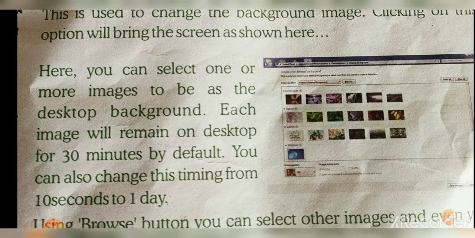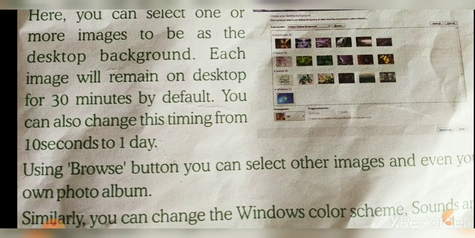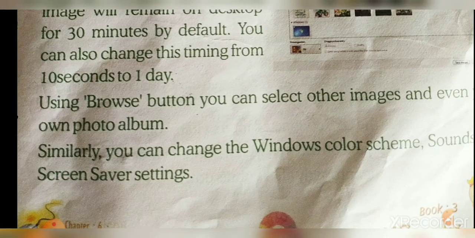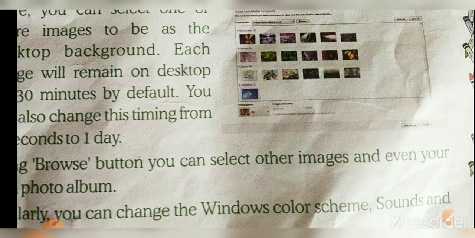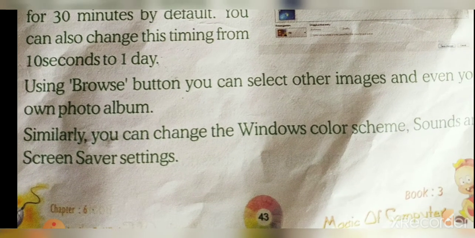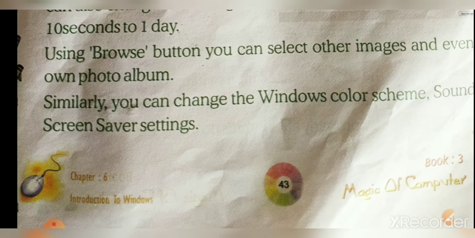Here you can select one or more images to be as the desktop background. Each image will remain on desktop for 30 minutes by default. You can also change this timing from 10 seconds to 1 day. Using browse button, you can select other image and even one photo album. See, on the screen you have all the photos from your gallery you can choose. Similarly, you can change the Windows color scheme, sounds and screensaver setting.